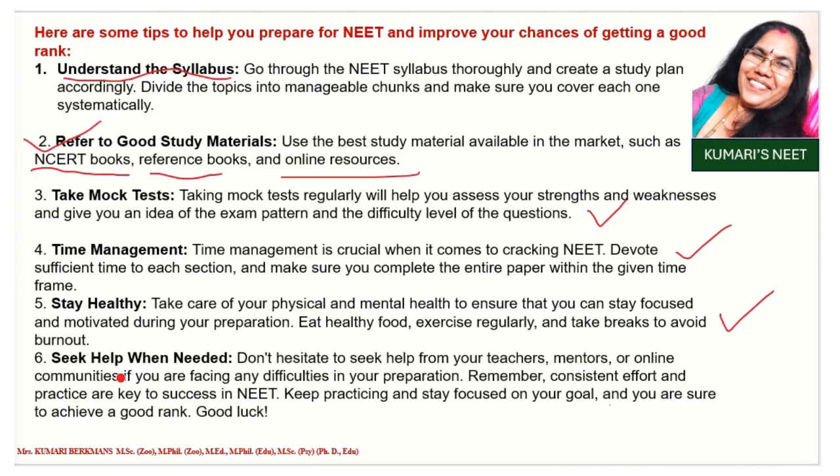Then seek help when it is needed. Whenever you have any doubt in any concept, point or unit, immediately go to your coaches and get it cleared. That will help you a lot while writing the NEET examination.